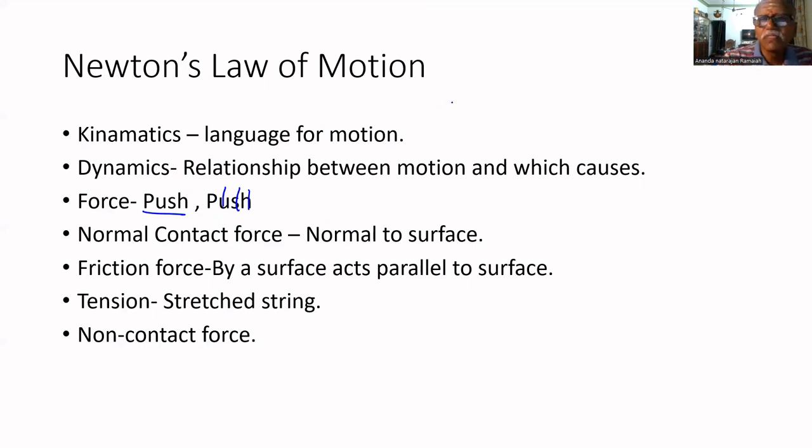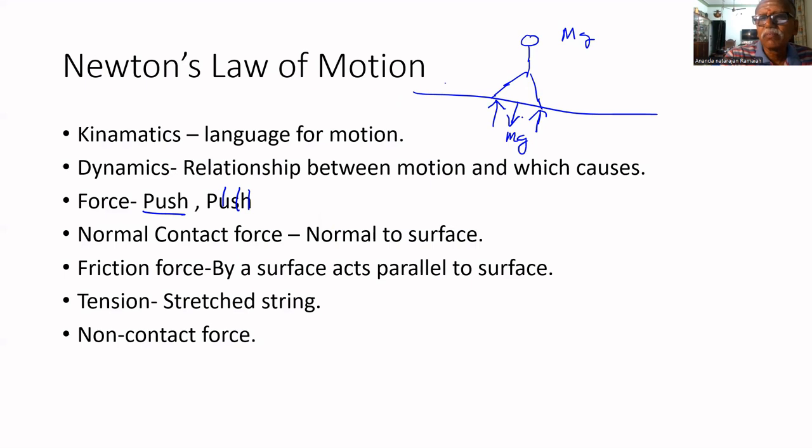Normal contact force means, suppose we are standing on this floor, the floor gives a force which is equal to our weight, mass into gravity. We are giving mass into gravity to the ground. An equal force is given by the ground. That is called a normal force, normal contact force.